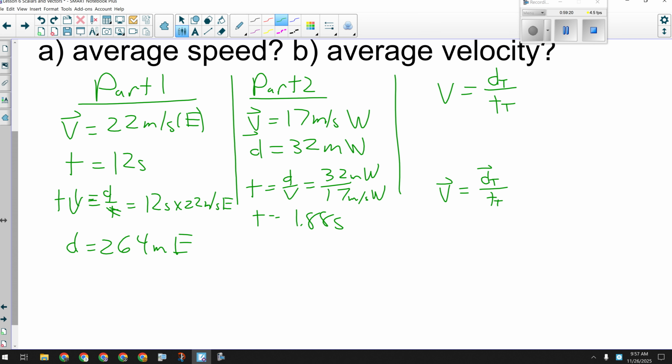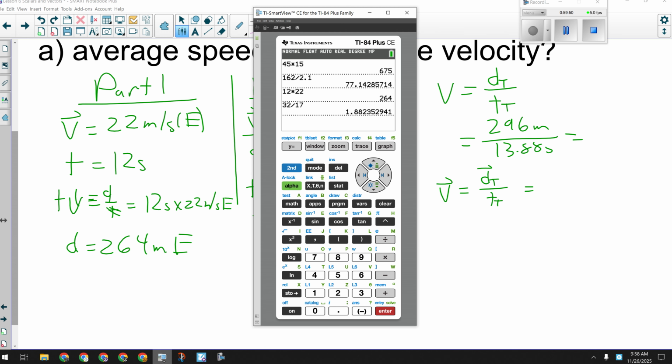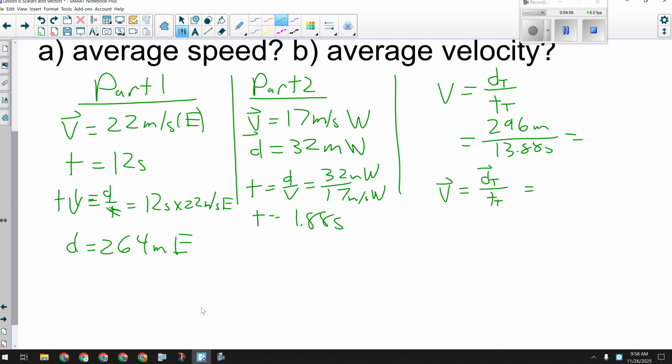Now I've got the distance for both parts, displacement for both parts, time for both parts. So now I can do these things. My total distance, 32 meters plus 264 meters, so 296 meters, divided by the total time. So 13.88 seconds. So 296 divided by 13.88, 21.3 meters per second.